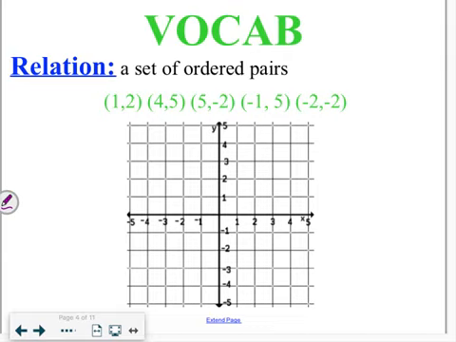Our first point is at 1, 2, so 1 to the right and up 2. Our second point is at 4, 5, so 4 to the right and up 5. Next point is at 5, negative 2, that's 5 to the right and down 2. Next point is at negative 1, 5, so 1 to the left and up 5. And our last point is at negative 2, negative 2, which goes to the left 2 and then down 2. So our first representation of the relation is the graph.